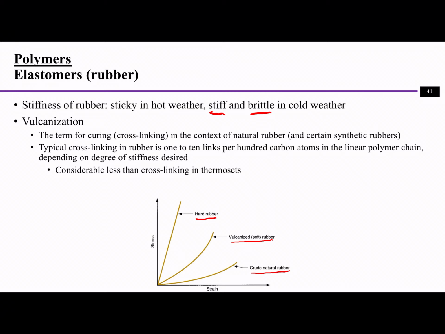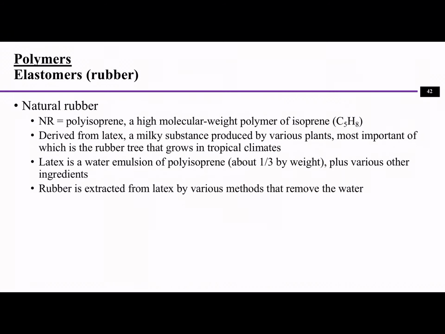So this is the stress strain comparison. Natural rubber. So natural rubber is usually derived from latex, which is a milky substance produced by various plants. And it's very important because you usually can get it from the rubber tree, and those kinds of trees usually grow in tropical climates.